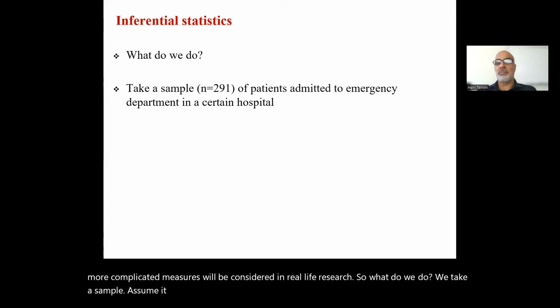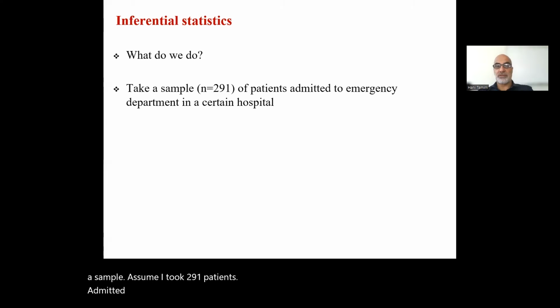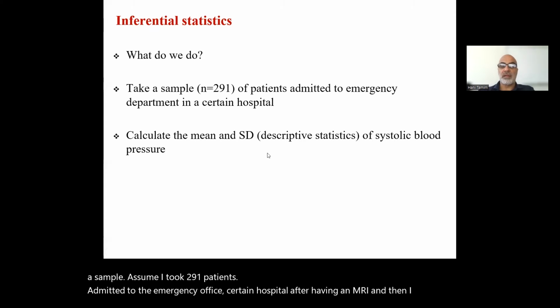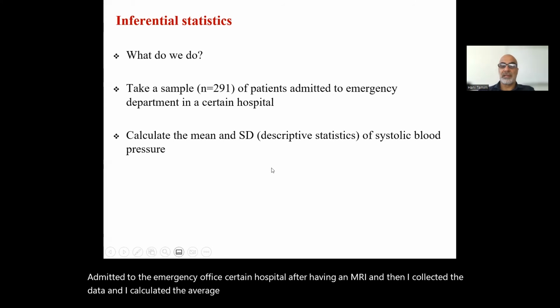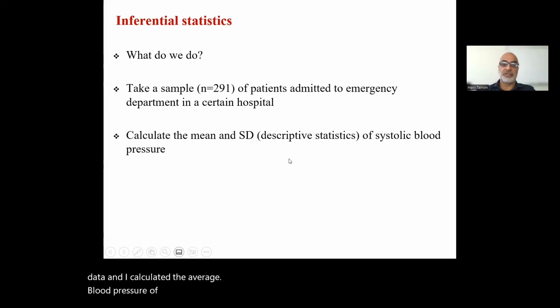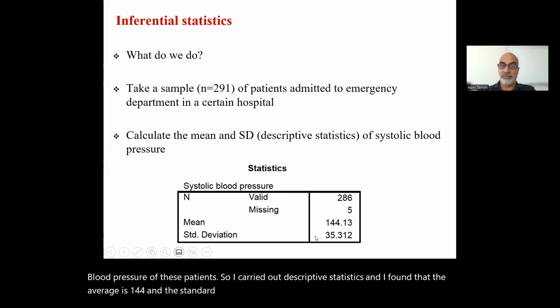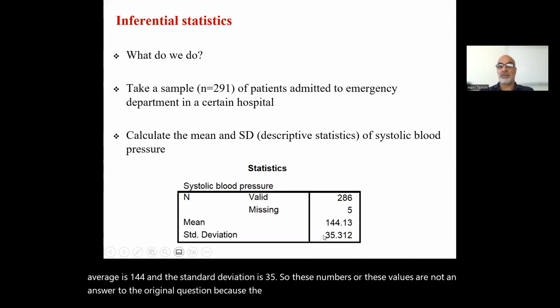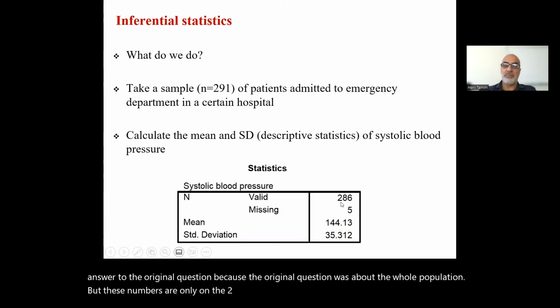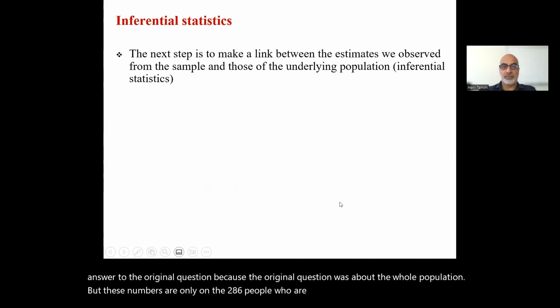Assume I took 291 patients admitted to the emergency of a certain hospital after having an MI. And then I collected the data and calculated the average blood pressure of these patients. So I carried out descriptive statistics and found that the average is 144 and the standard deviation is 35. These values are not an answer to the original question, because the original question was about the whole population. But these numbers are only on the 286 people who are involved in my research.